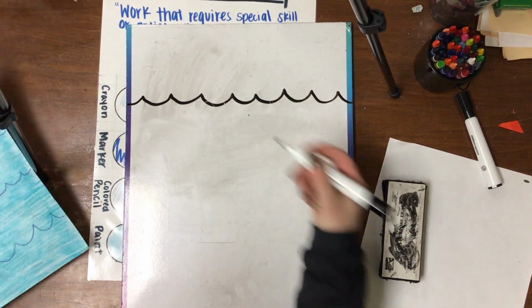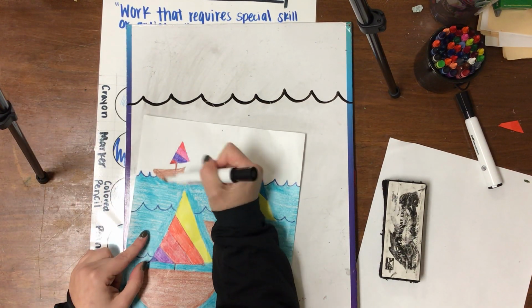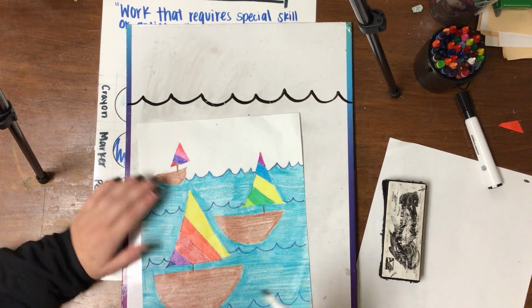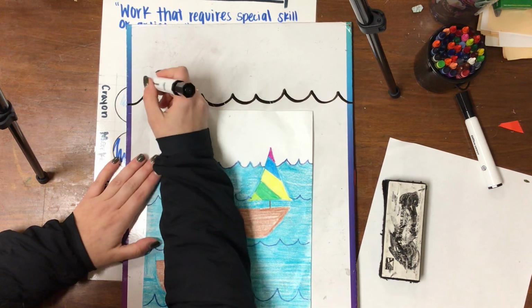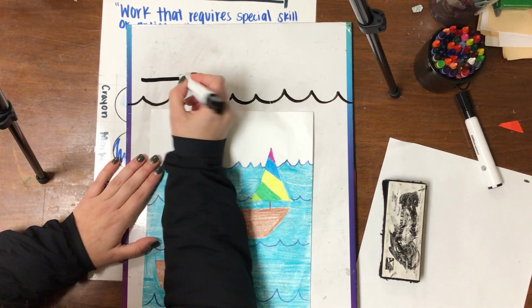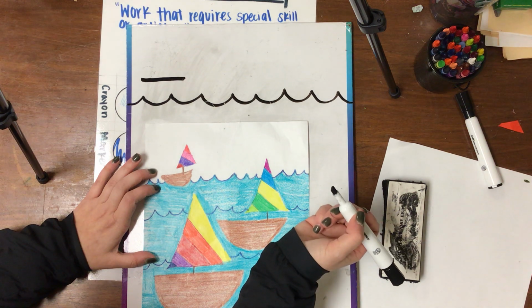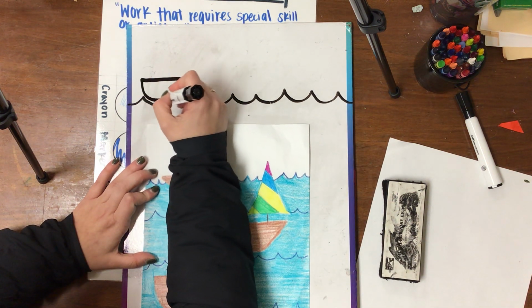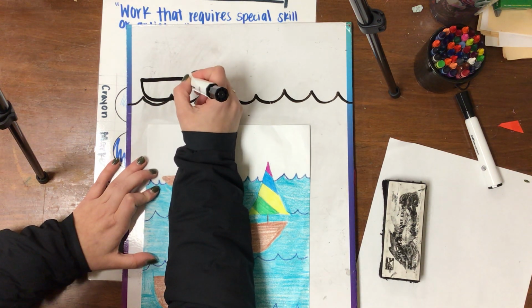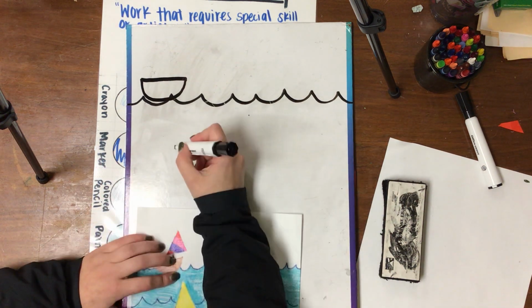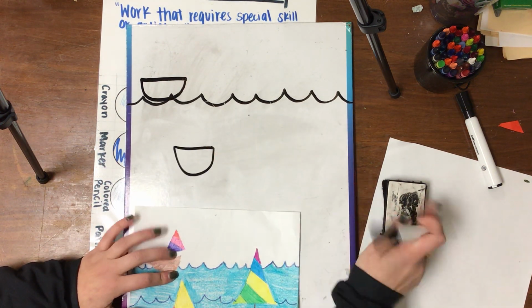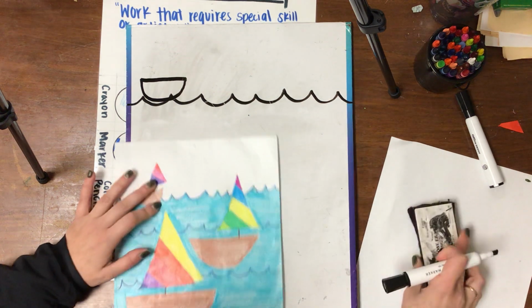So I've got my horizon line. Now, I'm gonna go ahead and start with my smallest boat because it's the easiest one. And what I did was I drew a straight line barely above my water line. And then I drew a curved line. And I connected those two. So that's a straight line like that and a curved line to connect them. Almost a little bit like a smiley face.